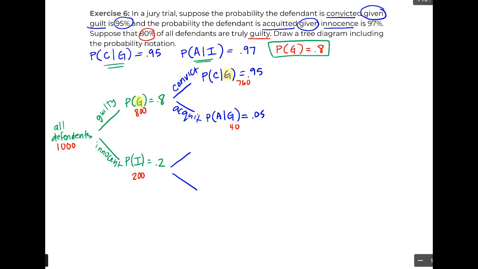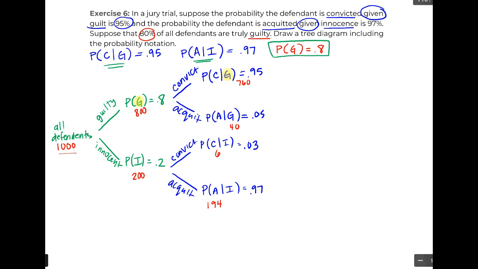So for the innocent, 200 innocent people, or the 20% that are innocent, again, they have the same two options, convict or acquit. And we could write those in with our notation, right? So we know they're innocent, so it's a probability we acquit. What's a probability we convict? And they gave us acquit given innocent. So we got this 97% of the time we make the correct decision with the innocent defendants, which means 3% of the time we do not. And again, we could go ahead and actually split up our 200 people. 3% of 200 is 6, and 97% is 194. So we can actually see where all of these 1,000 defendants end up.